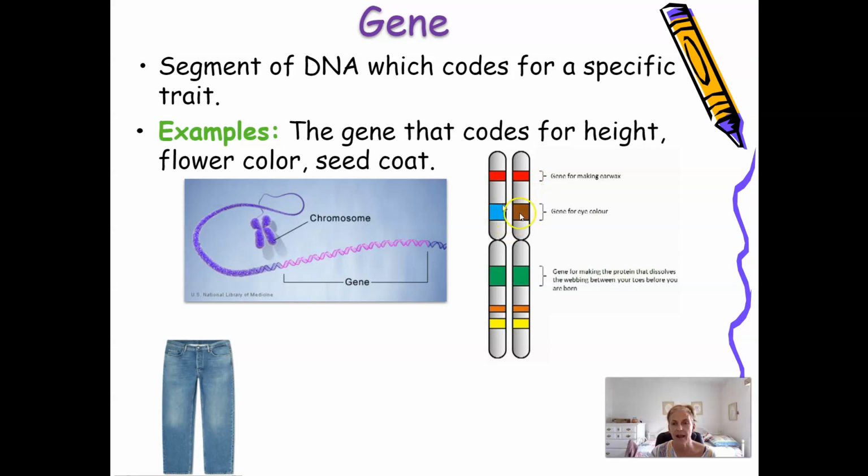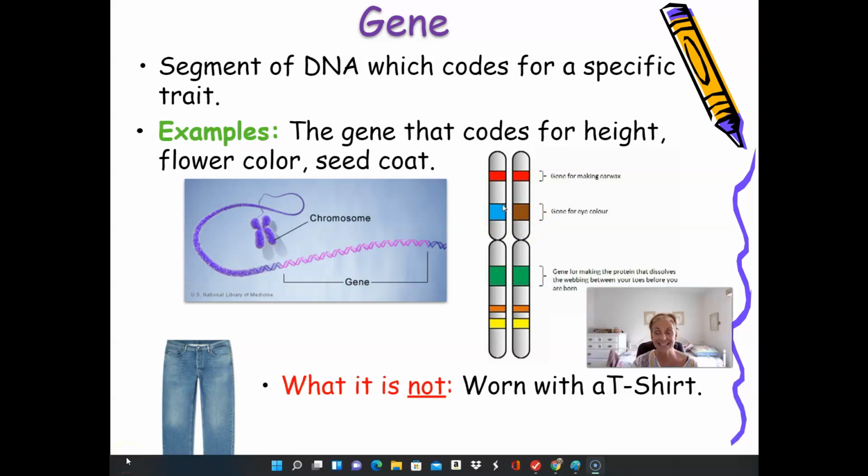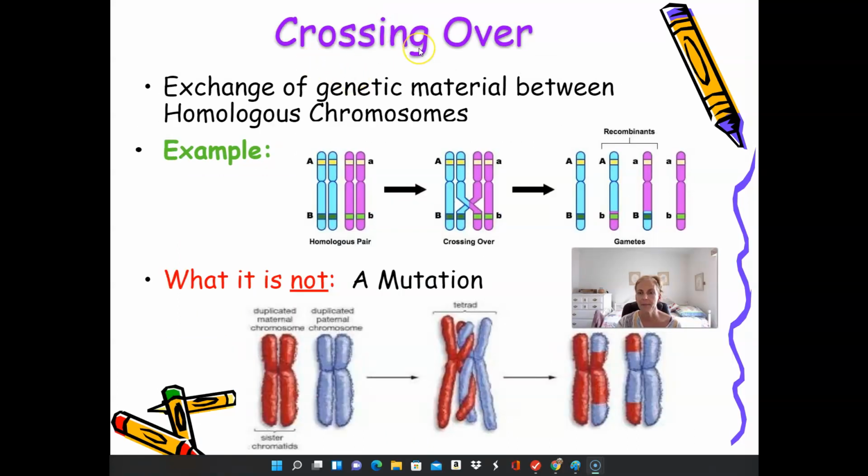Here we have the gene for eye color, and it comes in two different versions, blue or brown, so two different alleles. What it is not is what you wear with t-shirts. It is not that kind of gene. Crossing over is an event that happens during meiosis where two homologous chromosomes exchange genetic information. Crossing over. So let's orient ourselves with this picture.